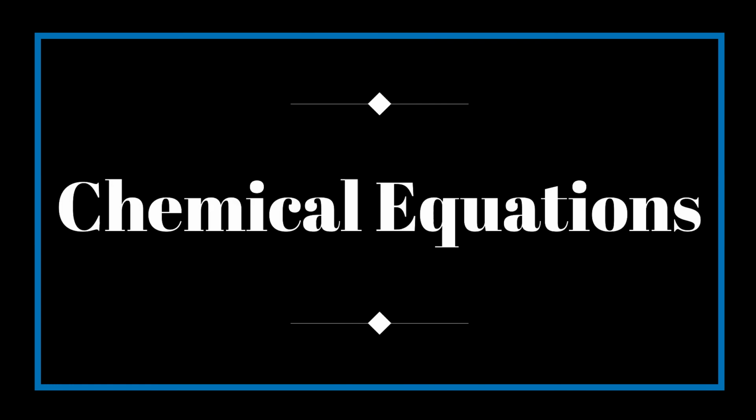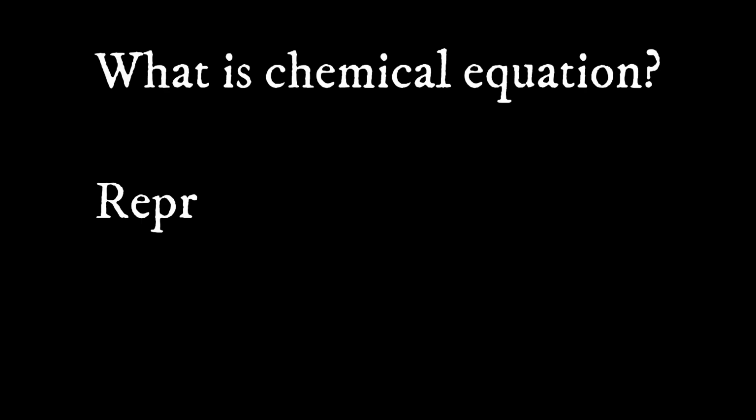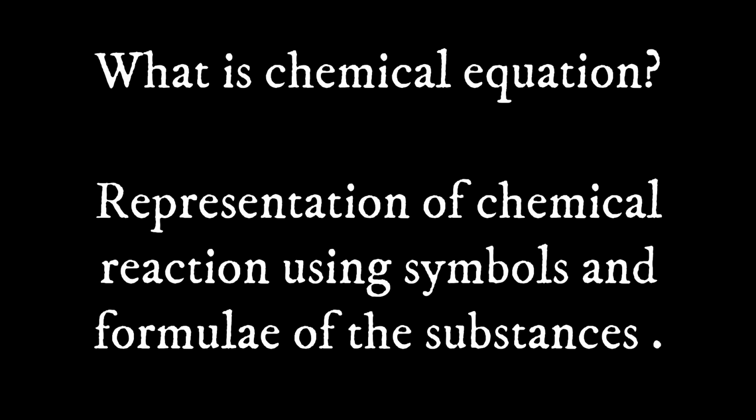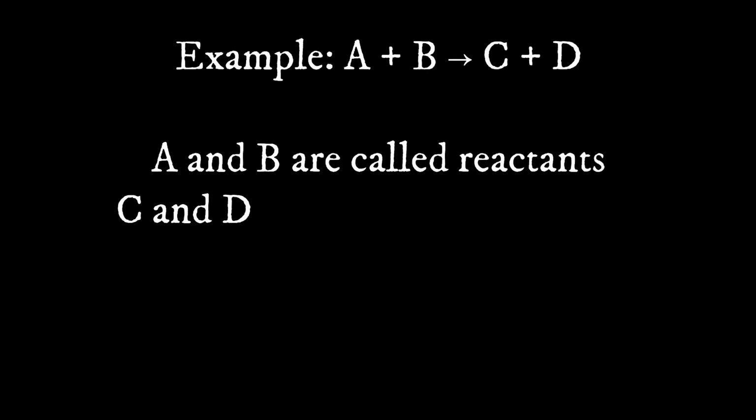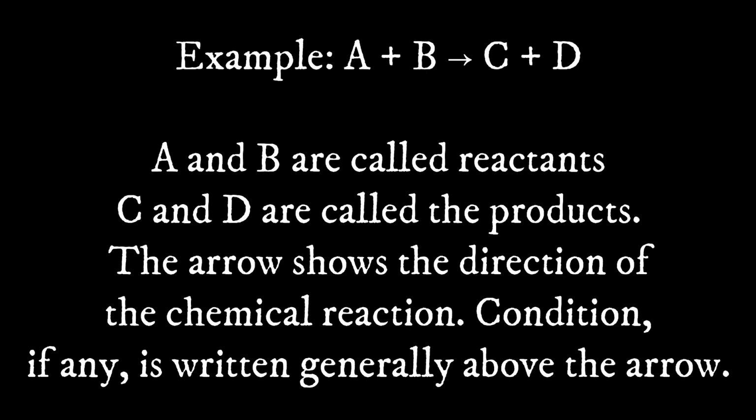Now we will see what a chemical equation is and how to write it. It is nothing but the representation of a chemical reaction using symbols and formulae of the substances. Example, A plus B gives C plus D. As told, A and B are the reactants, C and D are the products, and the arrow shows the direction of the chemical reaction, and if there is any condition, then that is written above the arrow.